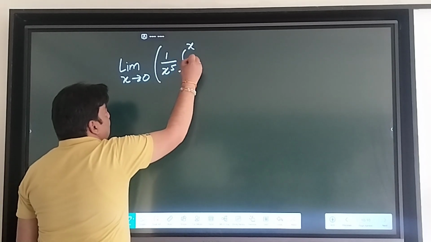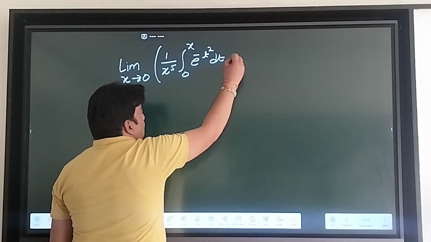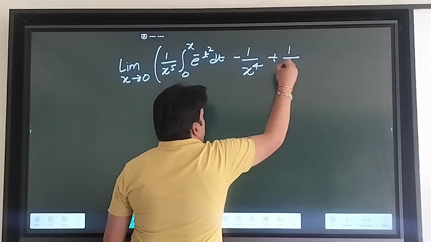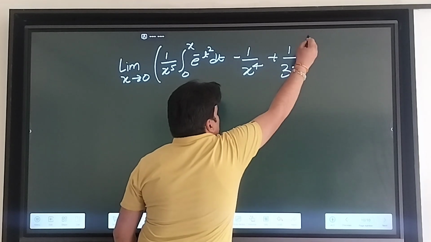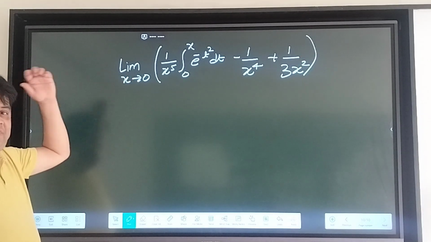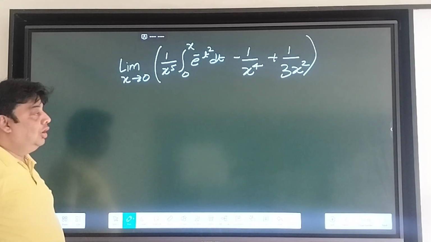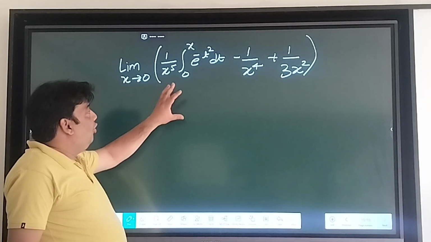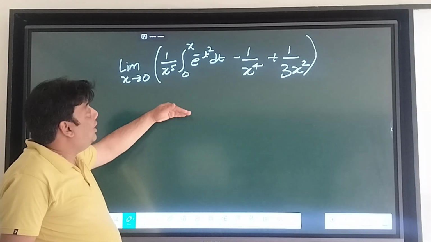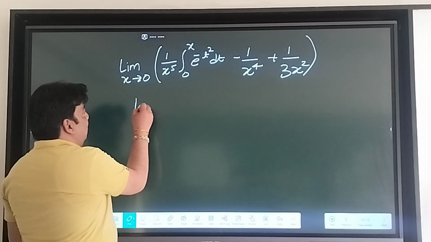0 to x e to the power minus t square dt minus 1 upon x to the power 4 plus 1 upon 3x square. Now this is again a question of limits. If you see this question, it seems to be a difficult question, so the first idea is that you should convert it into some numerator and denominator form. So what is the LCM here?